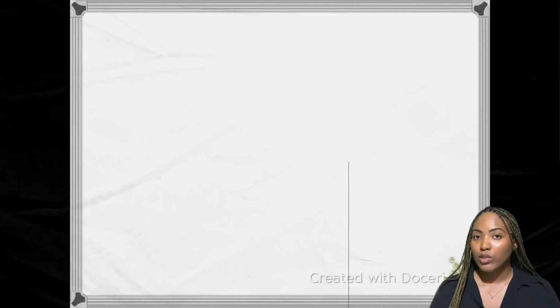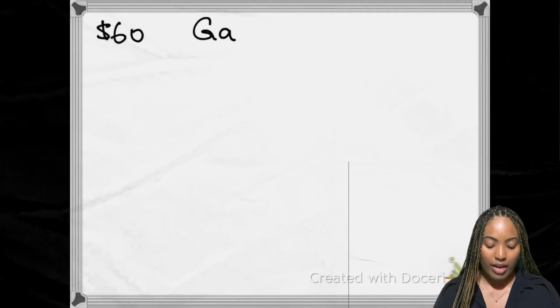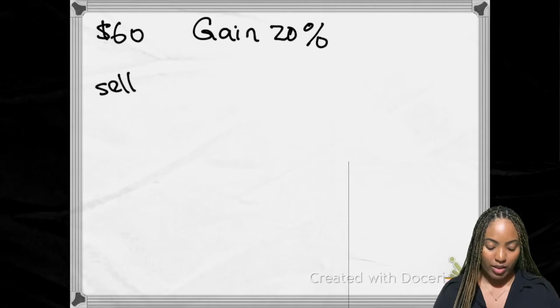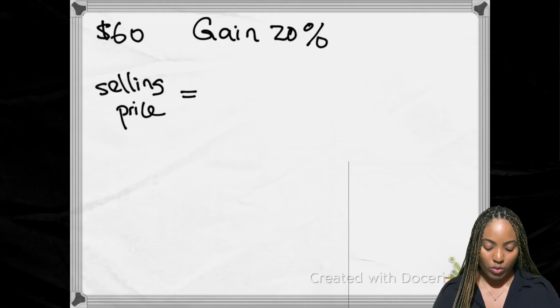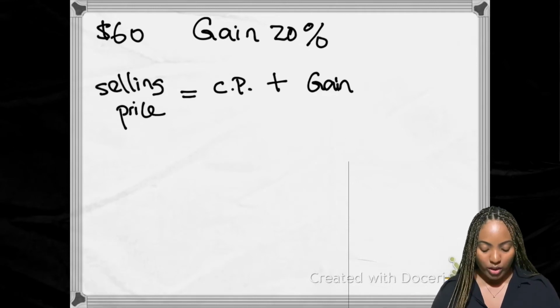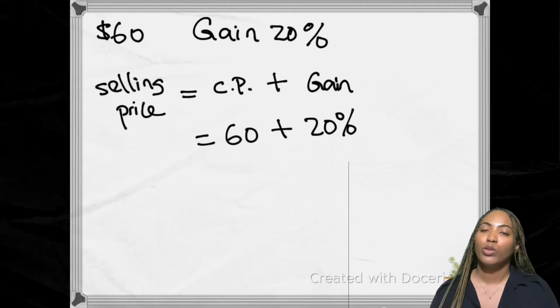So they would have told us that we bought a pen for $60 and made a gain of 20%. Now, the selling price is equal to, as we said, the cost price plus the gain or profit. So another term for profit is gain. This would be our $60 plus our gain of 20%. But of course, we will not write 20%.